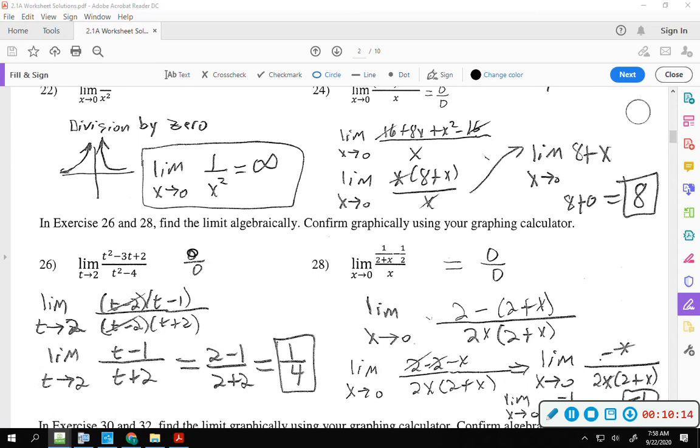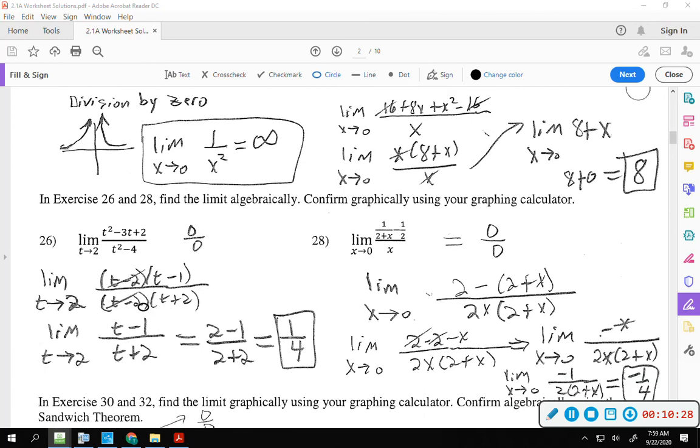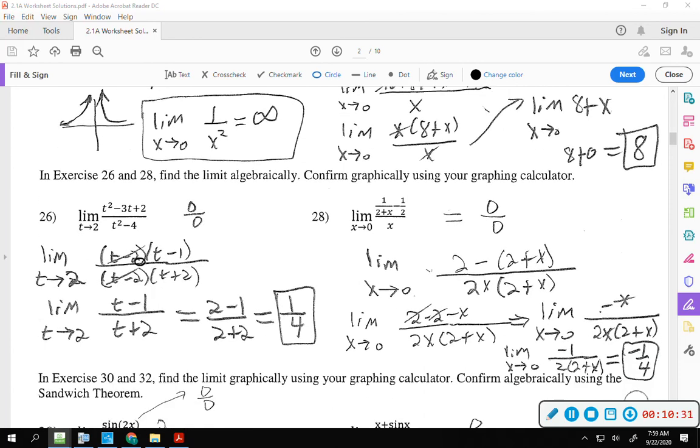99% of the time, if we get 0 over 0, the limit will exist. 100% of the time, if it's a polynomial over a polynomial, that's what we have here. We have a quadratic over a quadratic. Factor the top. This is why we have to be really good at factoring. Two numbers that multiply to be positive 2 add up to be negative 3: t minus 2 and t minus 1.